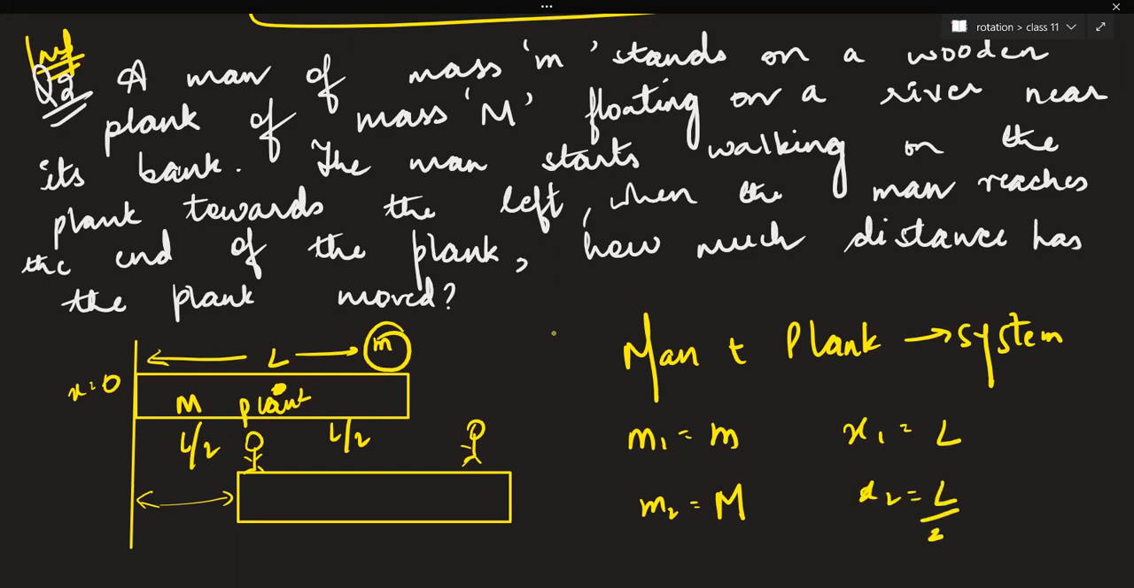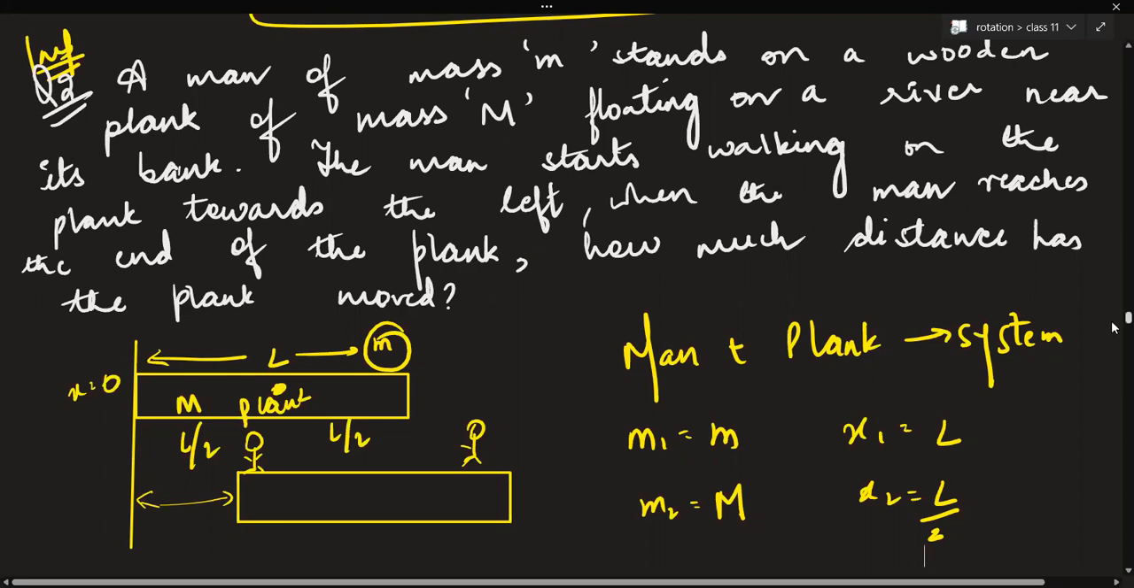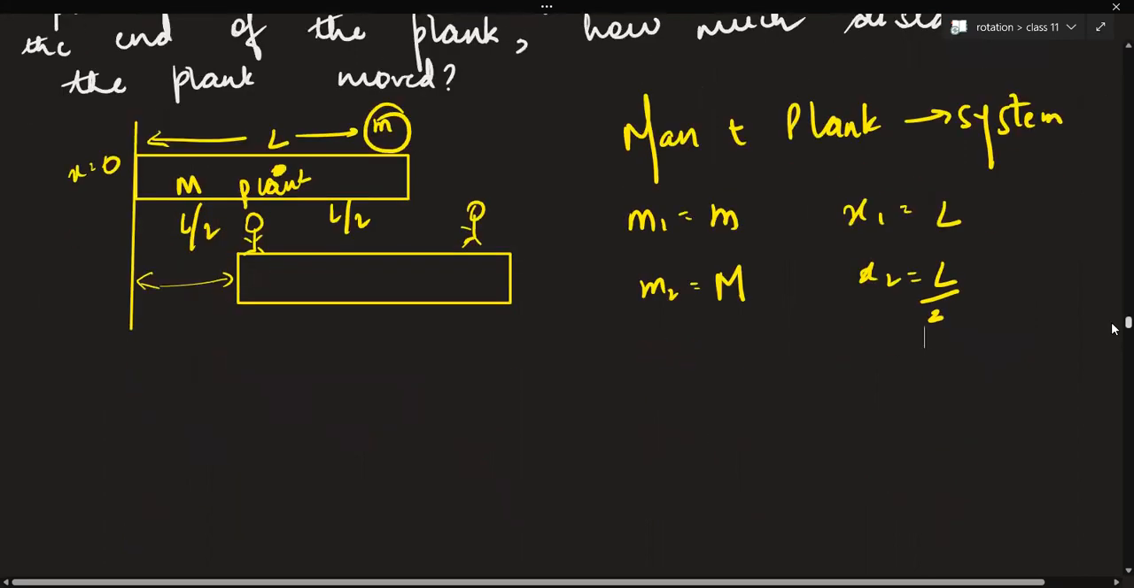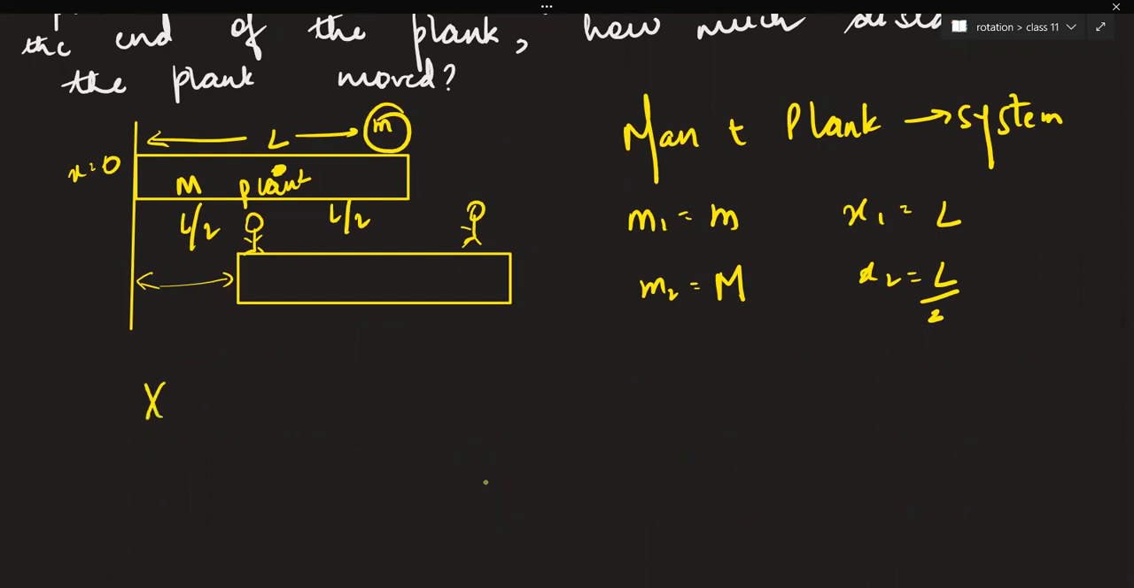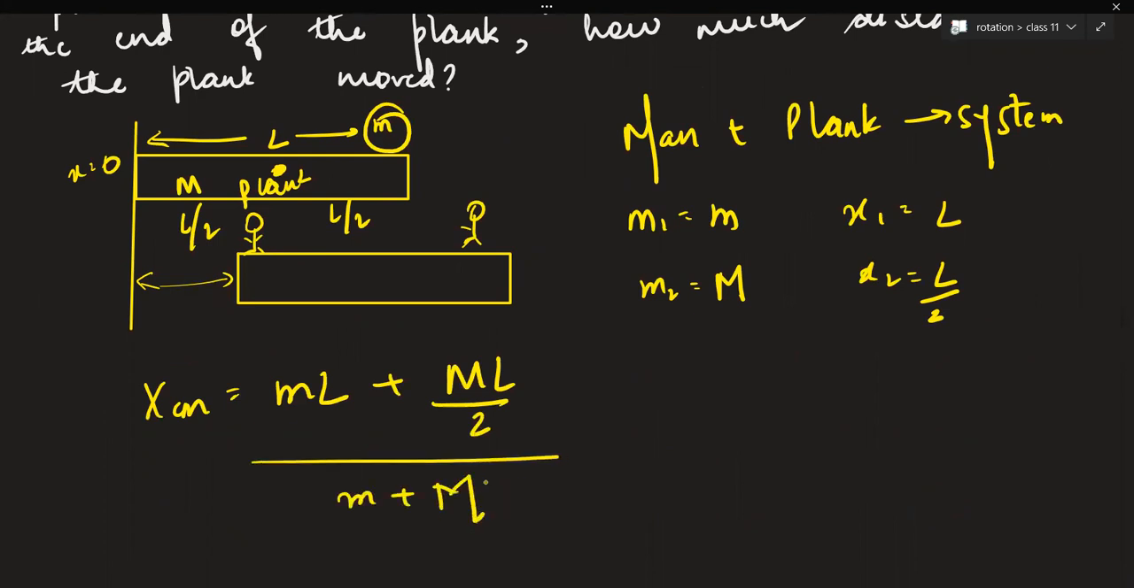So you can calculate the initial center of mass easily using this, right? This is simple. If you put it in the formula for the center of mass that you have, XCM will be: m into L plus capital M into L by 2, divided by m plus M.